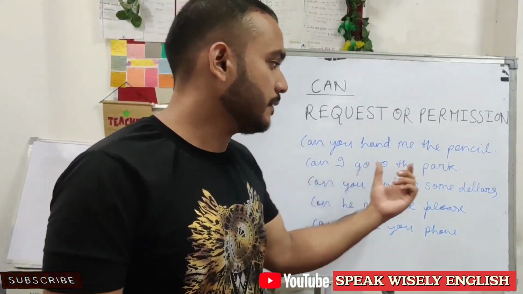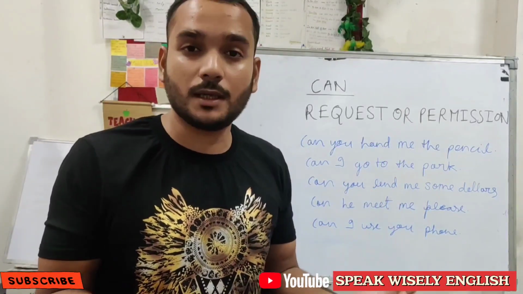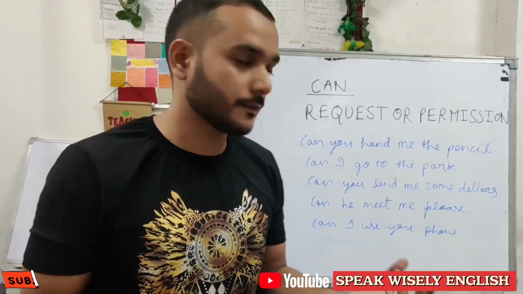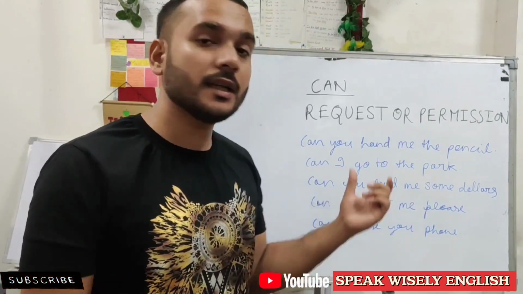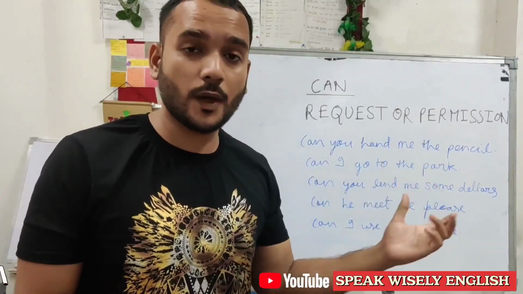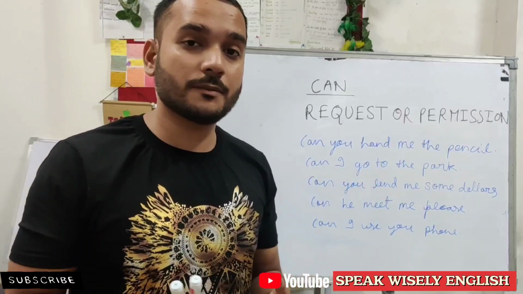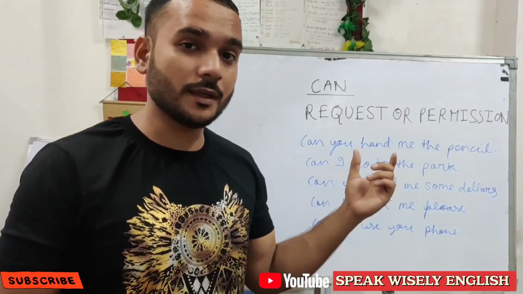Now, can you lend me some dollars? Here again, I'm requesting somebody to help me by giving some dollars. Can he meet me, please? Again, here it is a request. Can I use a phone? Again, it is a request. So when you want to make sentences showing request or permission, you can use can.